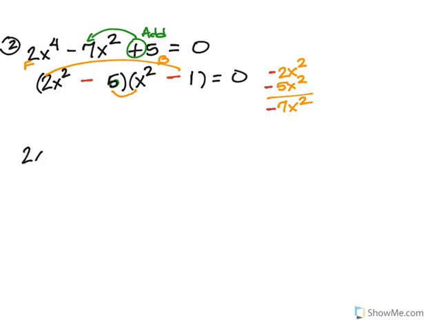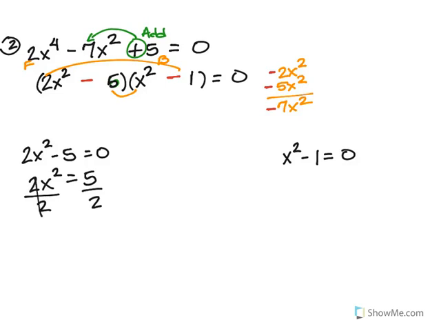Now we take both parentheses and set it to what? To 0. Okay. So here we go. On the first one, we're going to add 5 to the other side and then divide by 2. And you got x squared equals 5 over 2. So now I take the square root. Good. So that's going to give me x equals plus or minus the square root of 5 over the square root of 2.